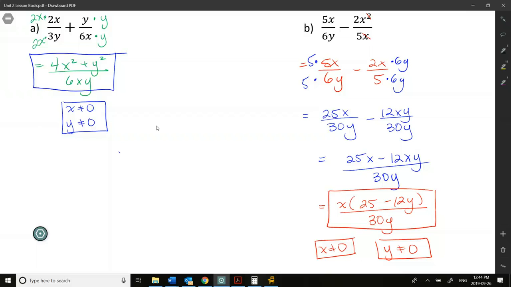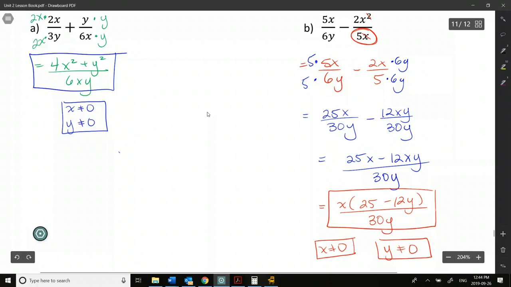Can I what? Well, I have 2x squared divided by 5x, so I'm just reducing 1x out of each of those. Right. Stephen? The reason why I can't get x can't equal 0 is because in the very top x is... Because we have 5x, yeah.